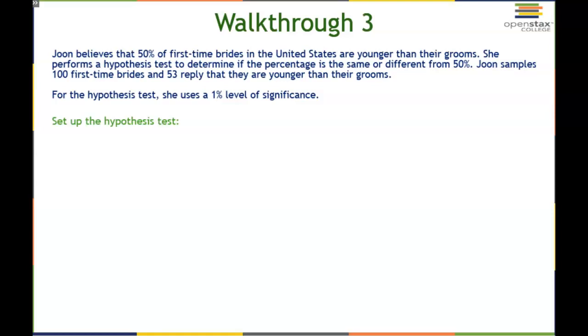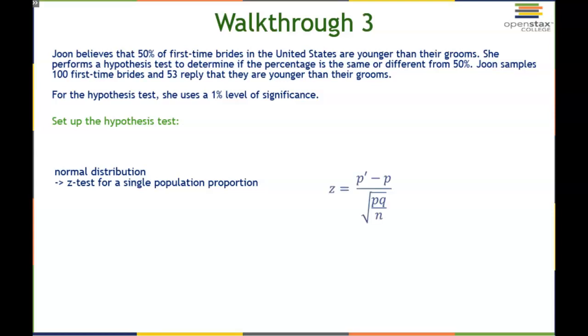Let's set up the problem by grabbing all the information that we can, determining what distribution we have and what type of test we're going to run, and let's set up our H null and HA. June believes that 50% of first-time brides in the U.S. are younger than the grooms. That's a proportion. And immediately, since we're dealing with proportion, we should recognize that we are going to have to use a z-test for a single proportion. So now that we know what type of test we're going to use, that will help us figure out all the information we're going to need to have.